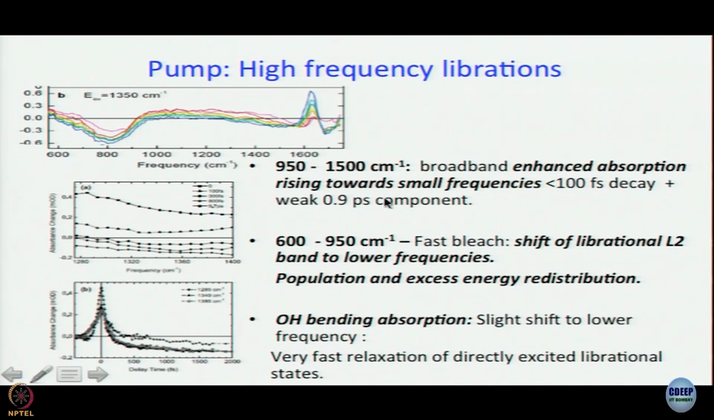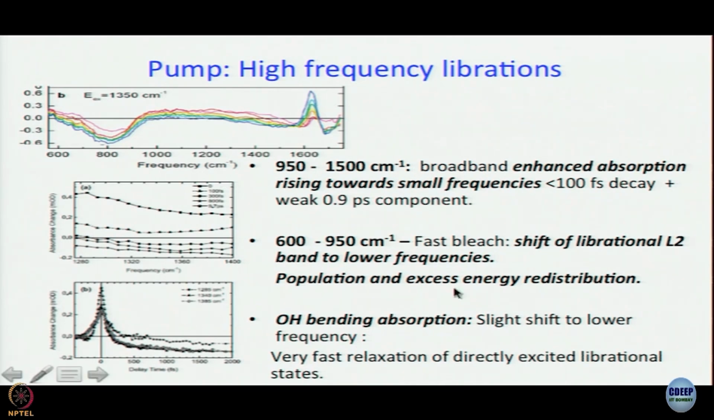From 600 to 950 centimeter inverse, there is a fast bleach, and that is because there is a shift of libration L2 band to lower frequencies. See what is happening here? Here something is rising, is not it? Do you see that the signal becomes more than 0 at the very end beyond 600 centimeter inverse? So, why is there a bleach here? There is a bleach because due to high frequency librations, one thing that definitely happens is this hydrogen bond network is disrupted. So, like bending, libration also moves to lower frequencies if hydrogen bond is disrupted. That is why you see that bleach.